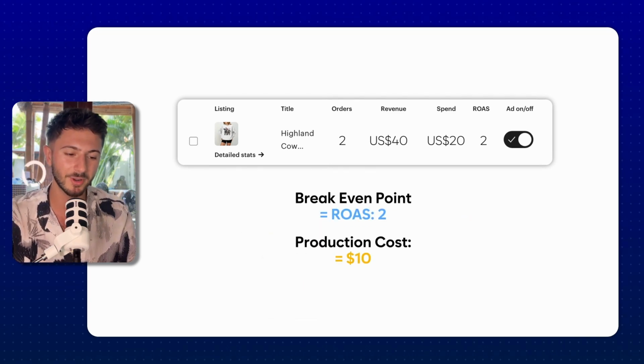So if we log into our dashboard and we see this specific ad for this product is running at a ROAS of 2, then we can very easily see with one look that, okay, over the last 30 days, we've broken even on this ad.